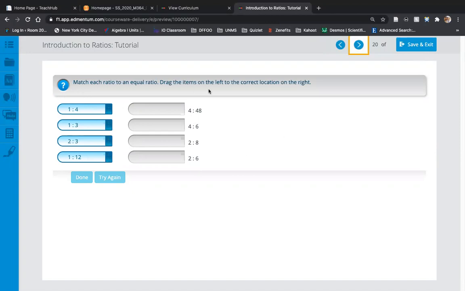Now, these examples here, right? Let's say I want to look at the ratio 1 to 4. I want to figure out 1 to 4. Is it equivalent to any of these ratios over here? So the way that you do this is by scaling it up. So let's start with this one first, right? 1 to 4.